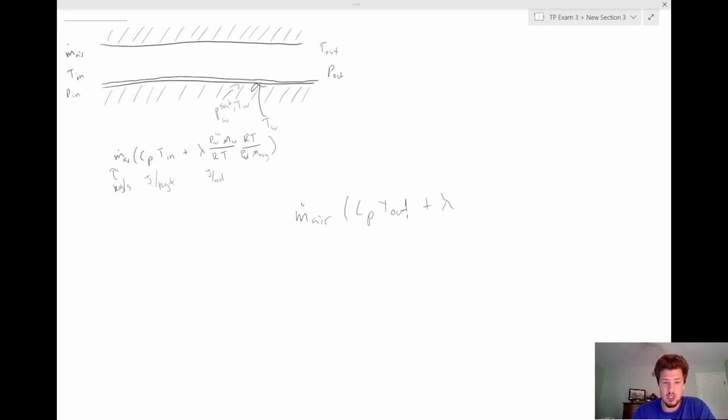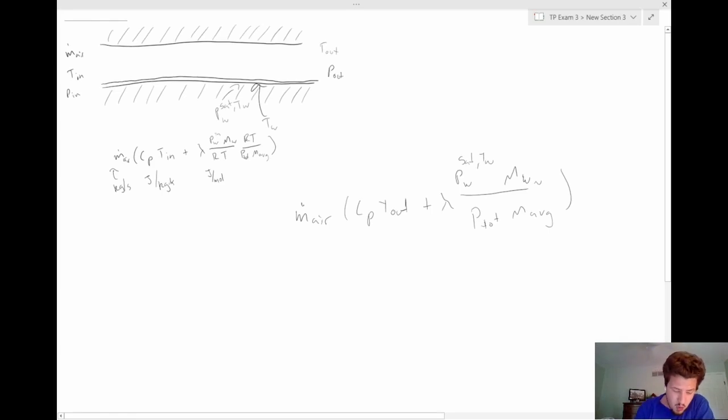So we can essentially just say that the enthalpy out is lambda, the heat of vaporization, multiplied by the partial pressure of water at the saturation point of TW, because it is fully saturated within an infinite tube, times the molecular weight of water over the total pressure, multiplied by the average molecular weight. Now we're going to equate these two, because we said it is steady state. We have enthalpy in is equal to enthalpy out.